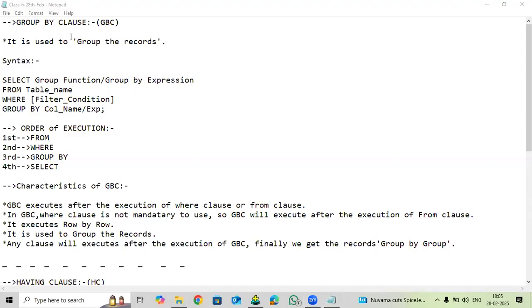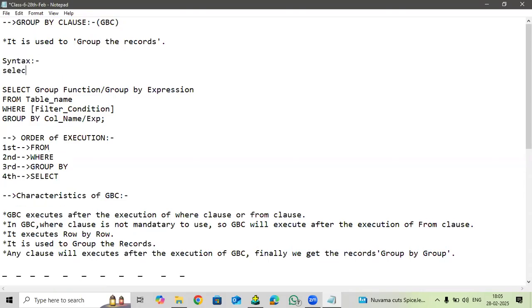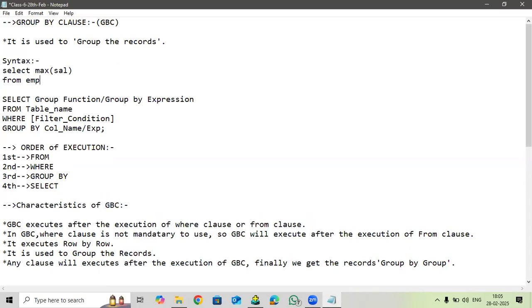So we have a new topic, something called the group by clause. Yesterday we saw multi-row functions. If I use any multi-row function, for example, select max of sal from EMP, I have used one multi-row function, but along with that function I cannot retrieve any other normal column name.